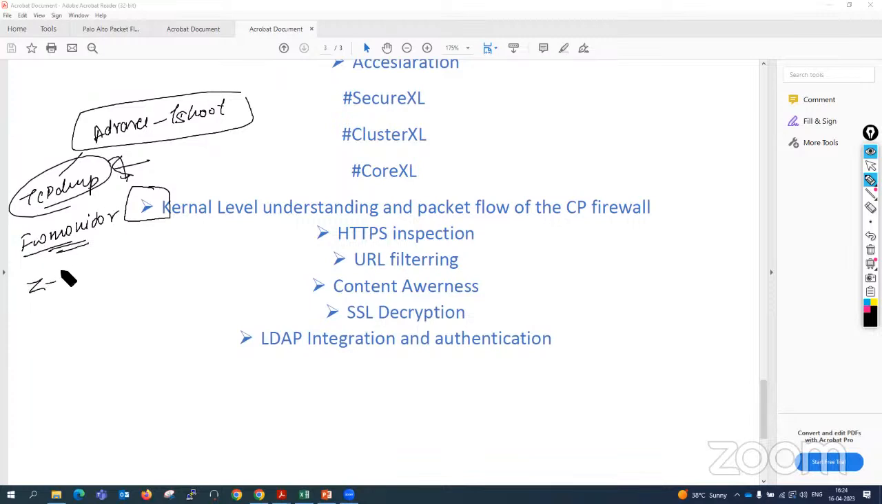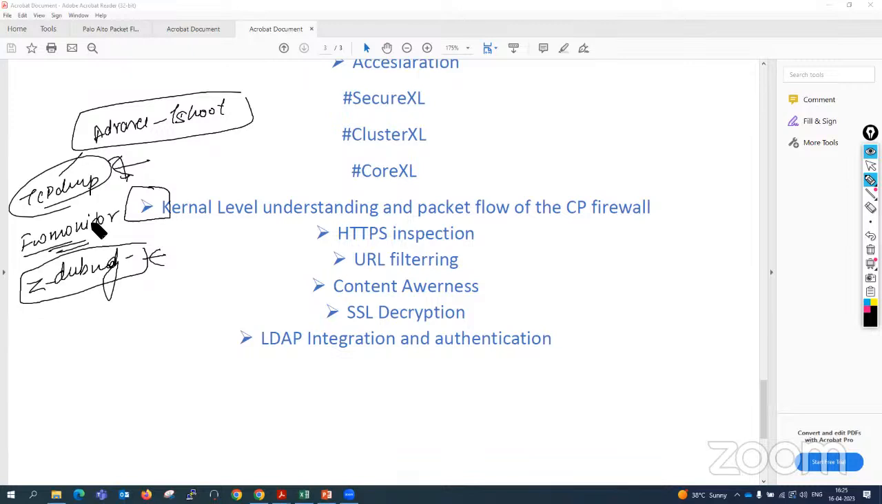Similarly, we have Z debug. Now, what is Z debug? It's a kernel level debug, where your Checkpoint firewall will tell you certain information which will be very, very helpful in your day-to-day operation. Checkpoint is the only firewall providing that much capturing functionality, where you can run TCP dump, FW monitor, Z debug, multiple levels of packet capturing to troubleshoot your ongoing issue.